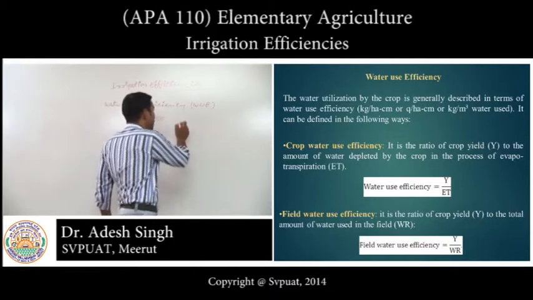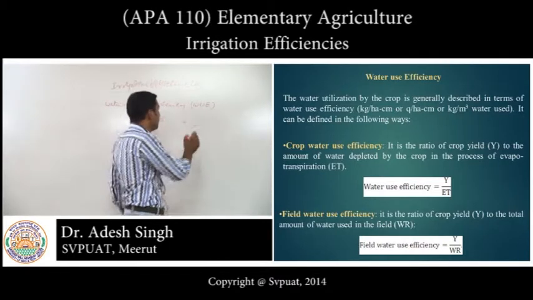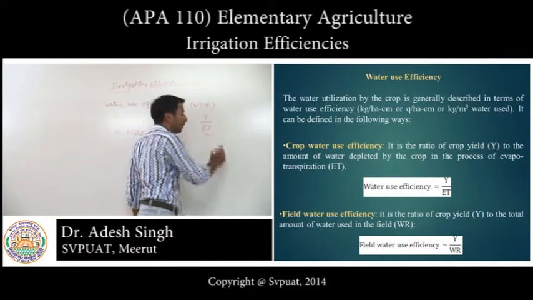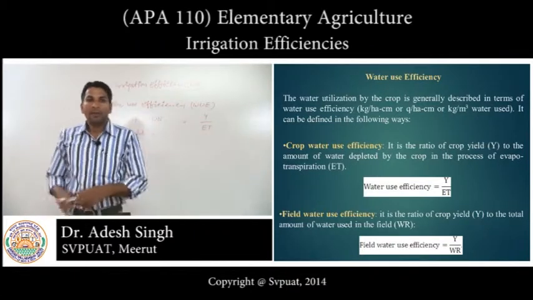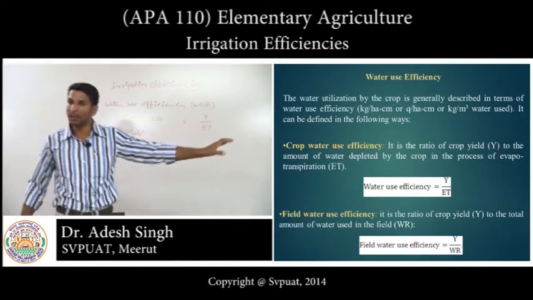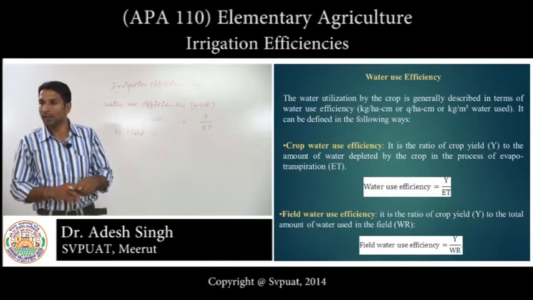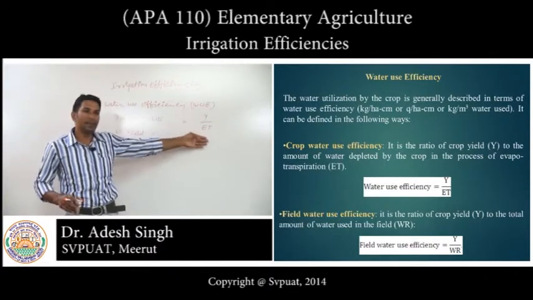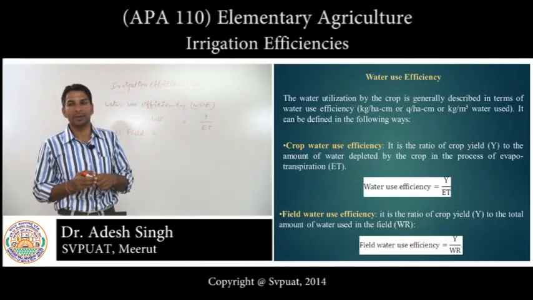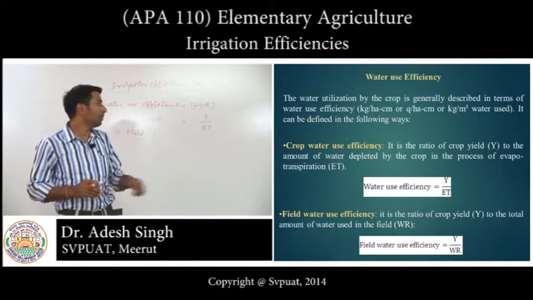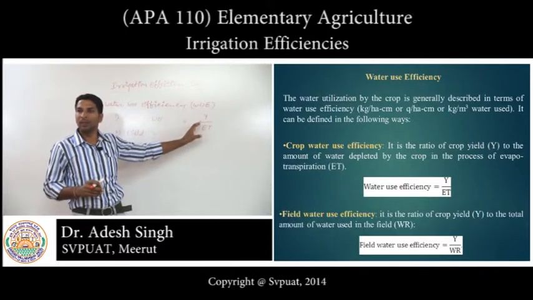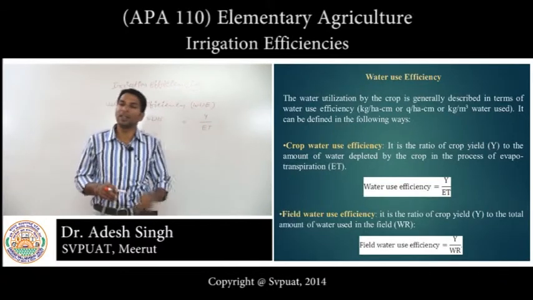So the crop water use efficiency can be expressed simply as Y upon Et, where Y is the actual yield, that is grain yield or you can say economic yield, and Et is the water used in the evapotranspiration process, or it is simply the ratio of the yield to the water actually utilized by the crop plants.